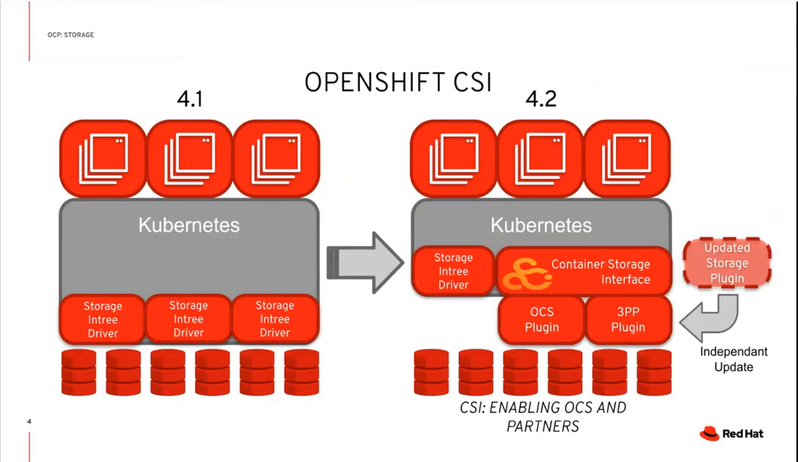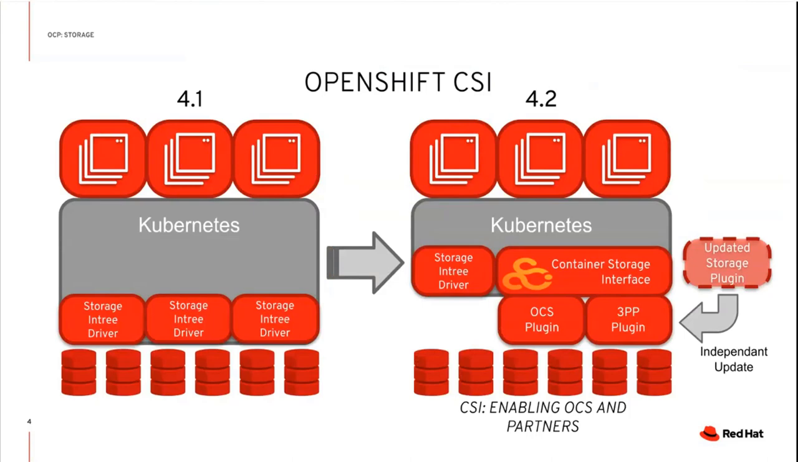And that's essentially a standard for exposing arbitrary block and file storage systems into Kubernetes. Well, it's a little bit more than just Kubernetes. The CSI goal is to aim for any container orchestration system, but we're here to talk about OpenShift, so let's focus on Kubernetes today.